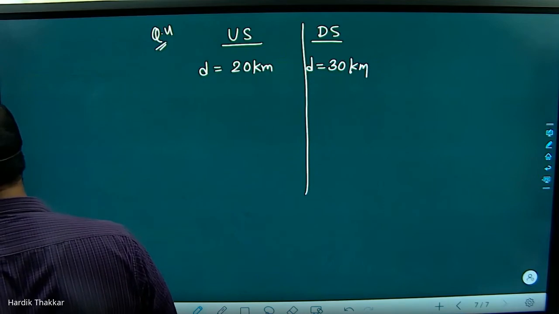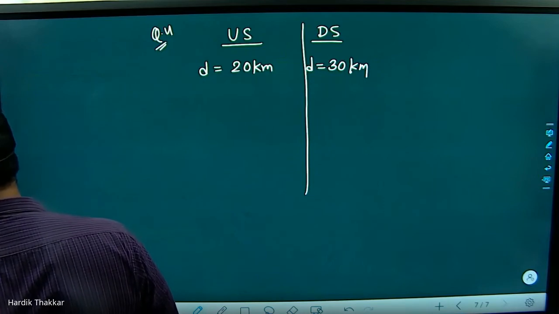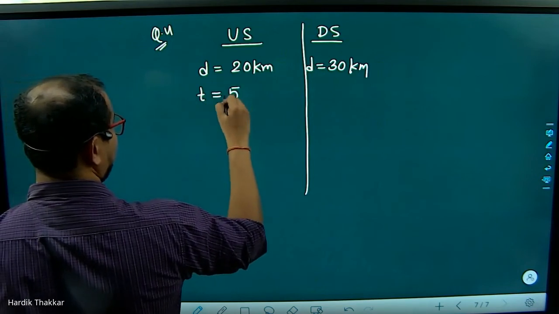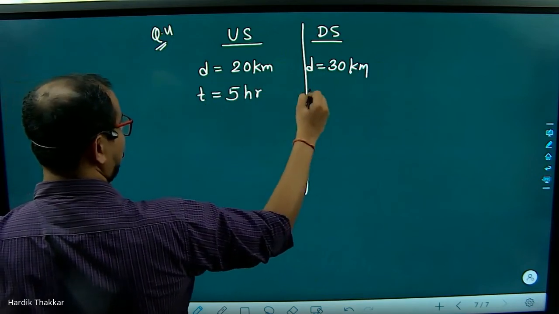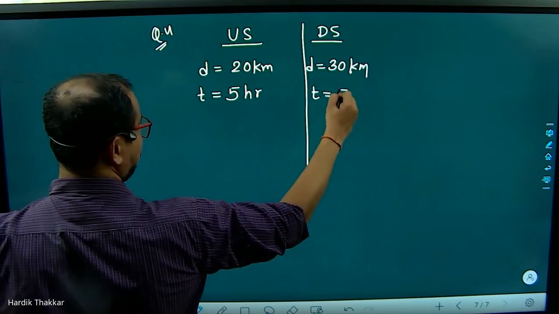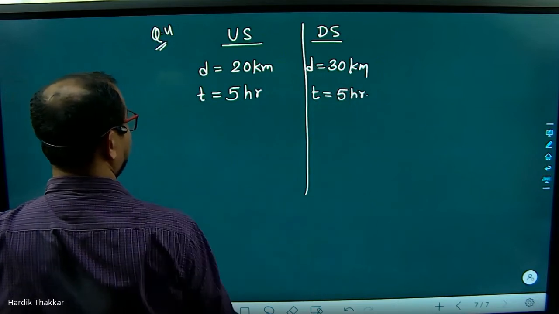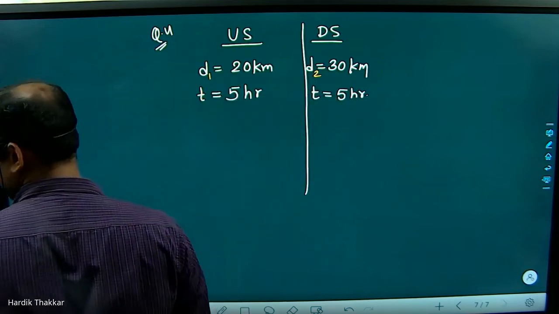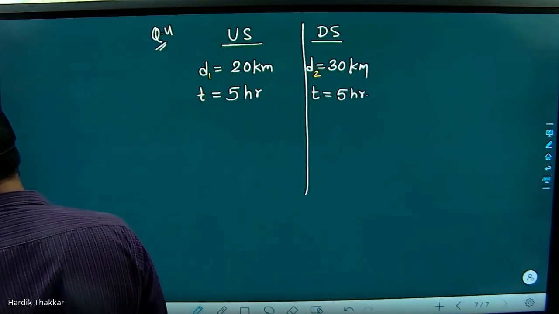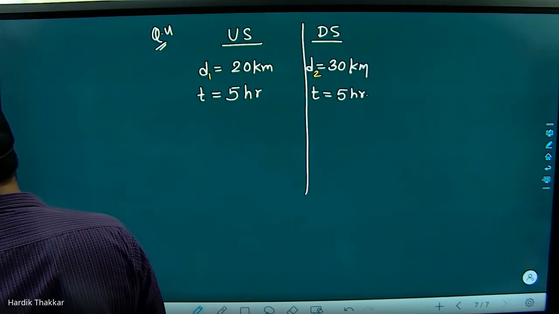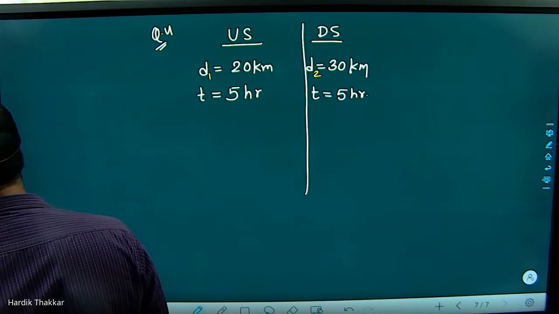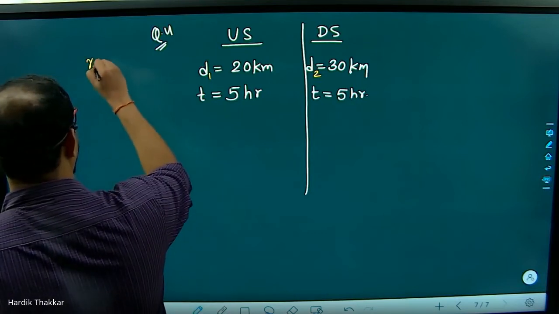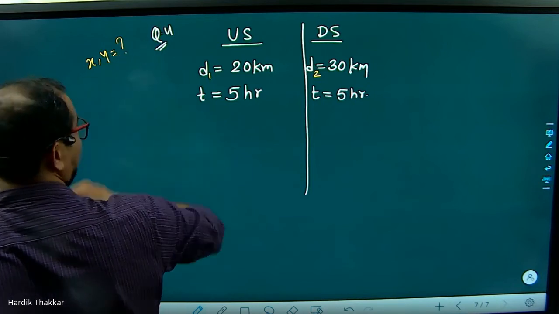Further, in 5 hours each. So for both the distances, the boat is taking same time, that is 5 hours. So time for here is also 5 hours. The distances are different, so consider it as D1 and D2. Now what is given further? Find the speed of boat in still water and the speed of current. It means you have to determine x and y. x and y is equals to question mark.